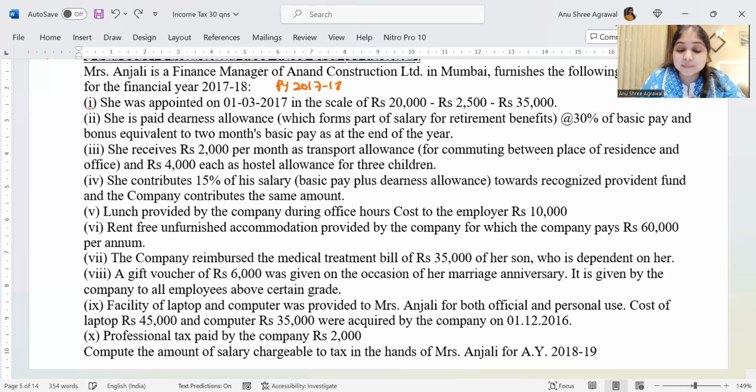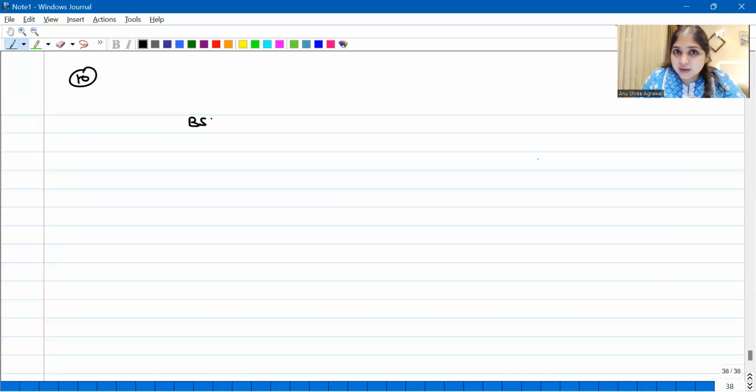Previous year 17-18. She was appointed on 1st March 2017 in the scale of 20,000, 2,500, 35,000. You know what this means? This means when she was employed, at that time her monthly salary was 20,000. Then every year her monthly salary will increase by 2,500 till it reaches 35,000. Now, with this information, if I have to calculate her basic salary, how will I calculate?